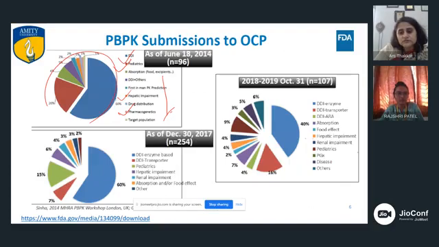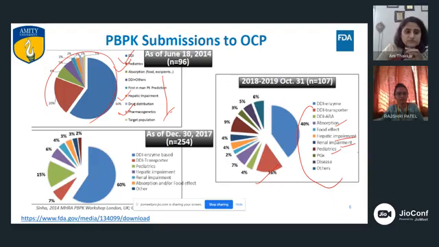And of course, you can see these parameters have changed: hepatic impairment, renal impairment, the pediatrics aspect, absorption related, or drug-drug interaction because of enzyme interactions, or maybe transporters. So those kinds of approaches have changed in recent time, and the applications are increasing. And this is from the USFDA website, which I have taken.